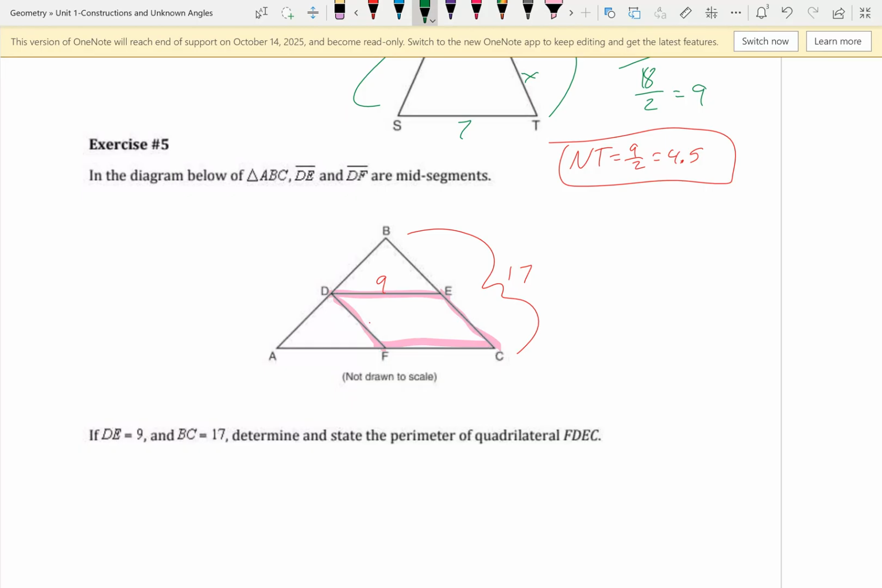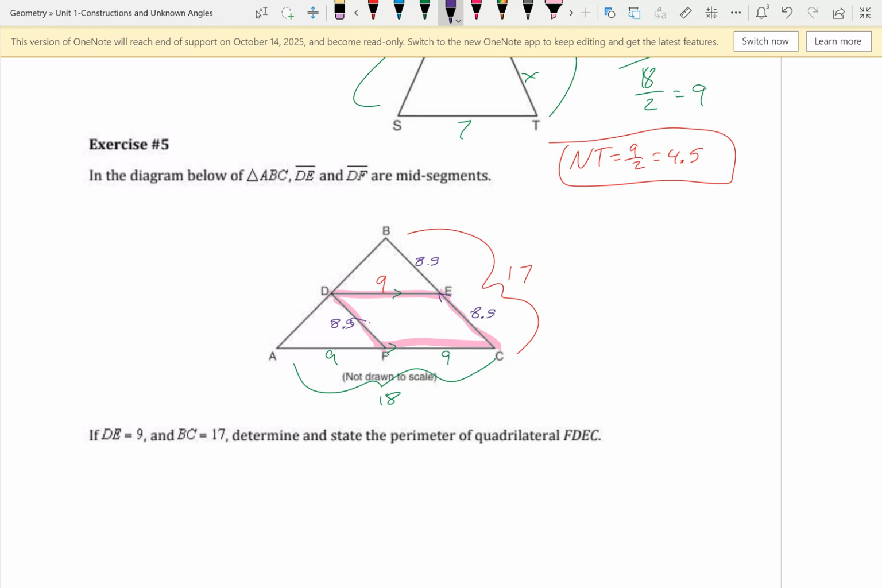So now let's take a look. If DE is a midsegment parallel to the bottom, that tells me the whole bottom is 18 because it's double whatever our midsegment is. Now, because DF is also a midsegment, I know that F is a midpoint, which means I've got 9 and 9. Okay. Also, because I know it's a midsegment, I have BE at 8.5 and EC at 8.5 because half of 17 is 8.5. Well, DF being a midsegment and parallel to BC, it's half of 17 as well, which is 8.5.